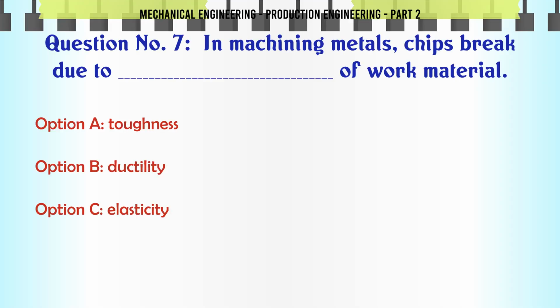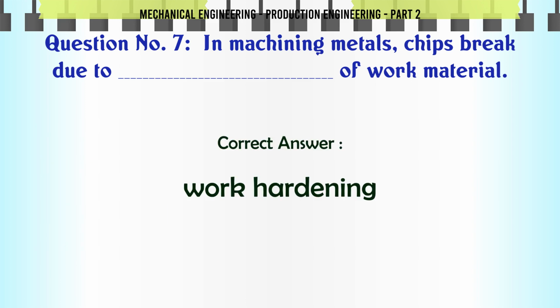In machining, metal chips break due to which property of the work material? A. Toughness. B. Ductility. C. Elasticity. D. Work hardening. The correct answer is work hardening.